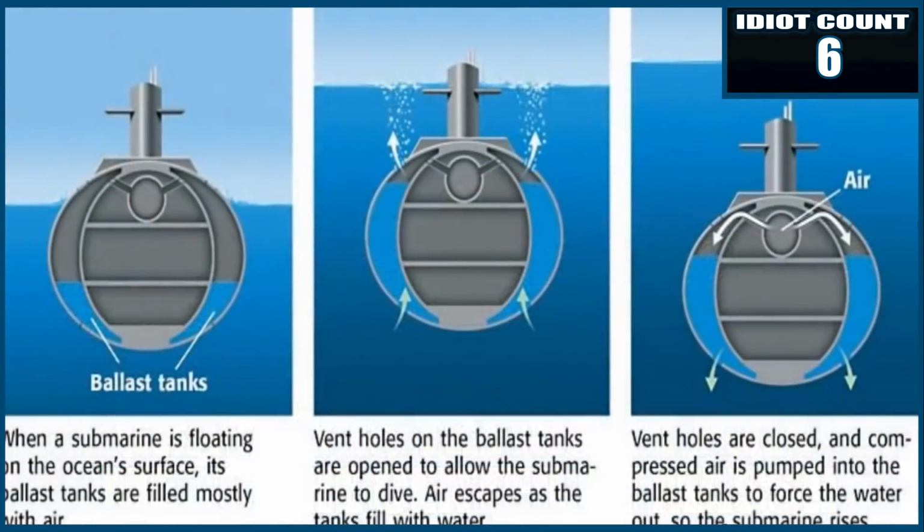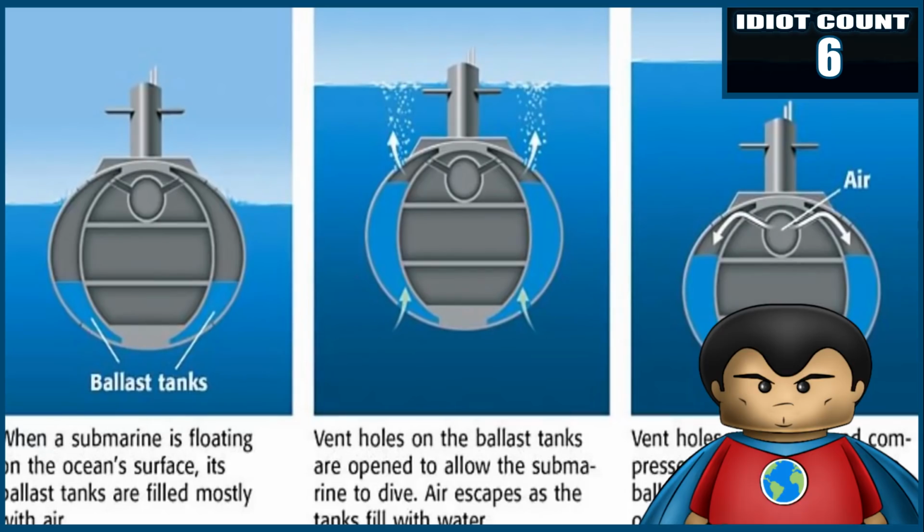Submarines float on the surface when their ballast tanks are filled with air, but when the vents are opened and seawater floods in, they begin to sink as the submarine's density becomes greater than water.